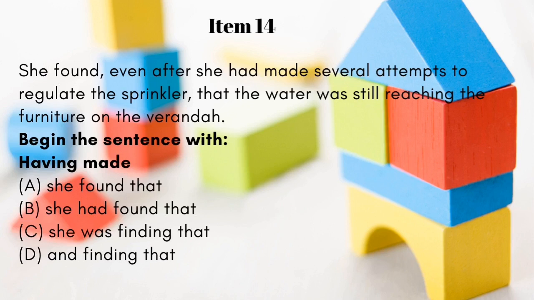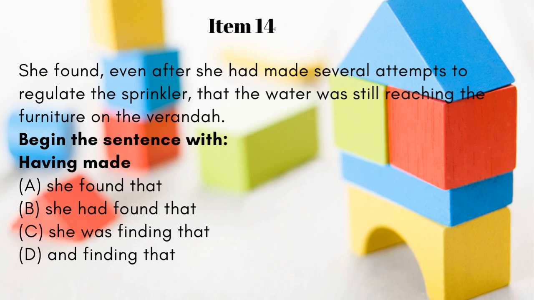Item 14. She found, even after she had made several attempts to regulate the sprinkler, that the water was still reaching the furniture on the veranda. Begin the sentence with having made. The answer options are A, she found that, B, she had found that, C, she was finding that, or D, and finding that.